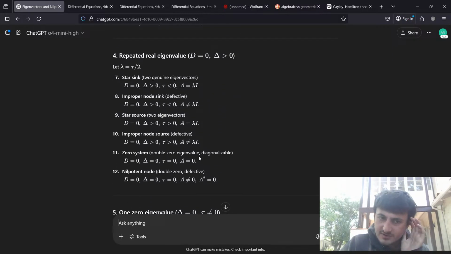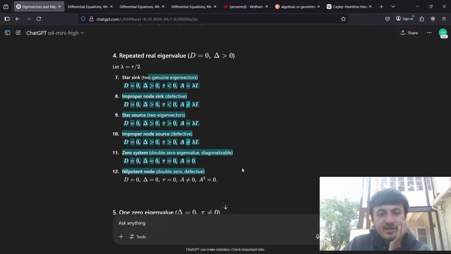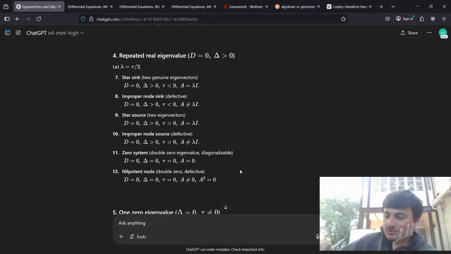No, all of the ones that I'm missing are in here, in the repeated roots. So we have, all right, let me just remake my table. So a star sink is where D is, so this is star sink. D is equal to 0, discriminant is greater than 0, and the trace is less than 0.